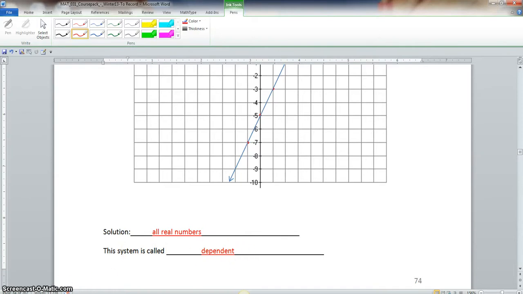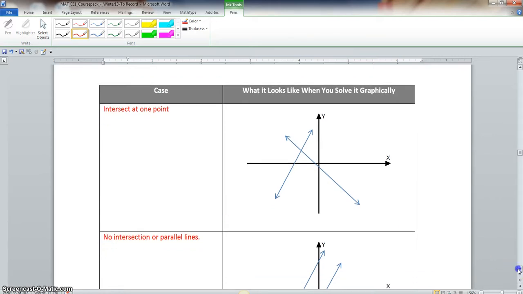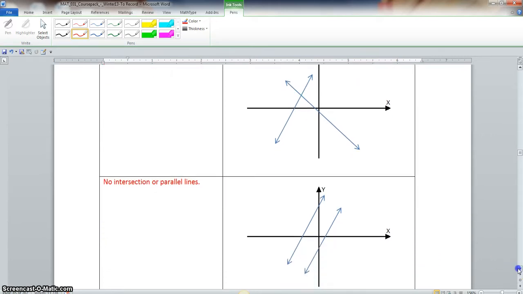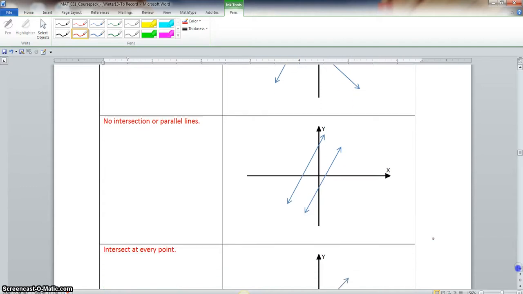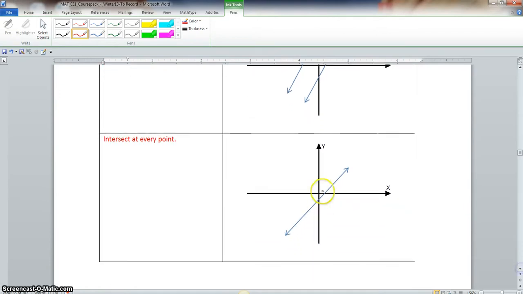So when we scroll down here, our answer would be the solution is all real numbers and the system is called dependent. Now on the next page, we have the 3 cases for systems of linear equations in 2 variables. Case 1, intersect at one point. We show it here. No intersection or parallel lines. We show it here. These lines never cross each other. And then finally, intersect at every point, which was the last thing we did, which is here. It's typically shown by just one line.